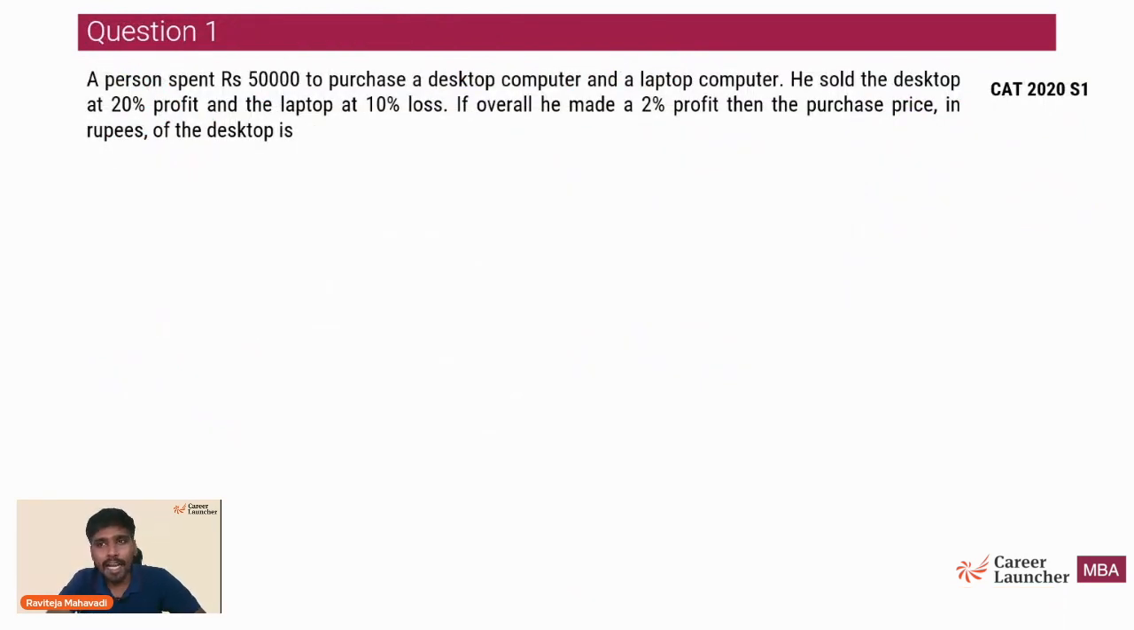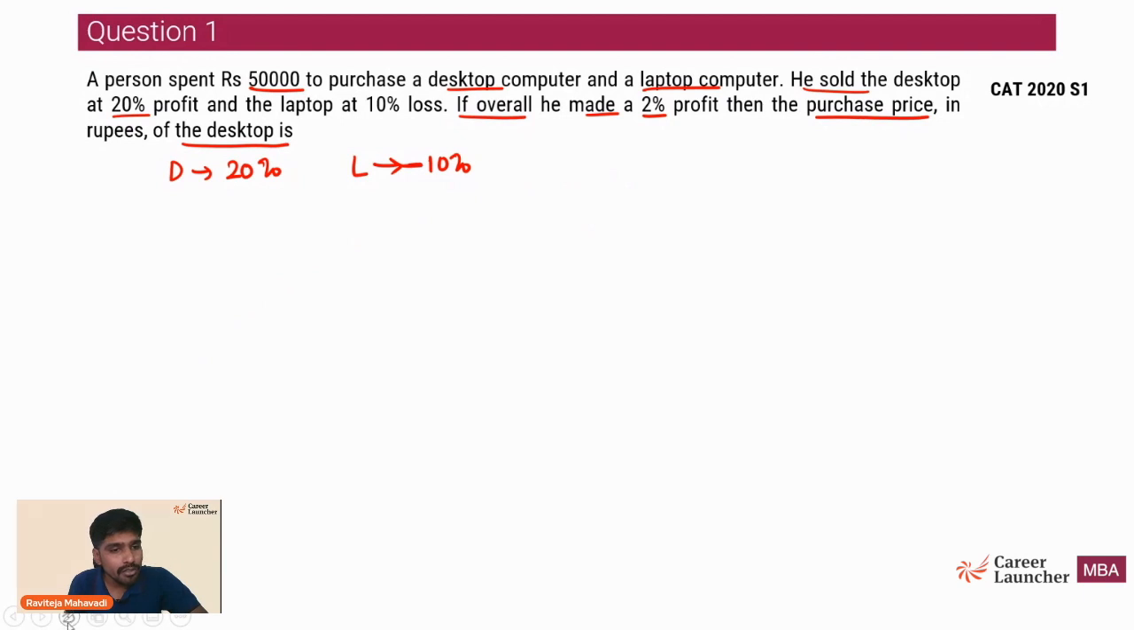This is a question from CAT 2020 slot 1. A person spent 50,000 to purchase a desktop computer and a laptop computer. Taken together, he spent 50,000. He sold the desktop at 20% profit, while the laptop is sold at 10% loss. So minus 10% is what he has sold the laptop at. If overall he made a 2% profit, then the purchase price in rupees of the desktop is how much?